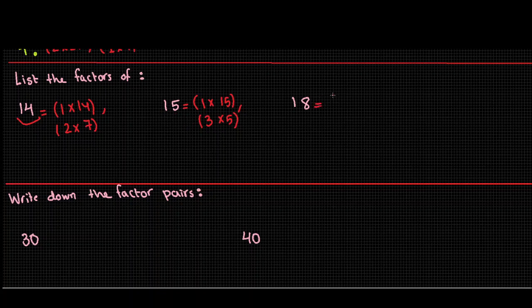For 18, again, we start by 1 times 18. And then is it divisible by 2? Yes. 2 times 9. Is it divisible by 3? Yes. 3 times 6 gives us 18. Is it divisible by 4? No. Is it divisible by 5? No. 6, we've written it here. 7, no. 8, no. And 9, we've written it here. So it's got 3 factor pairs.